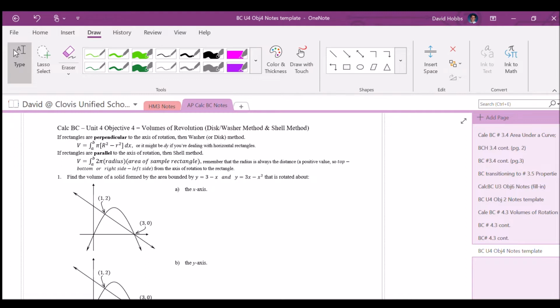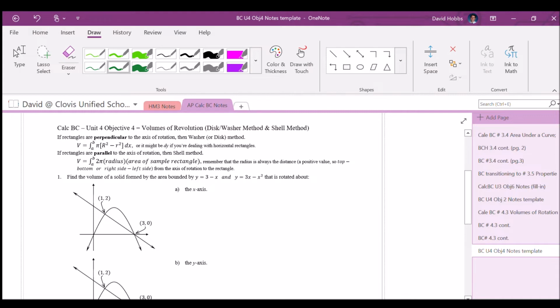Now the perpendicular method, that's the disc or washer method. The washer method is a little bit more generalized, I guess. So when you have a hole in the middle of the solid, don't forget that it's the definite integral from a to b of pi times big R squared minus little r squared with respect to x or with respect to y, whichever way you need it to be.